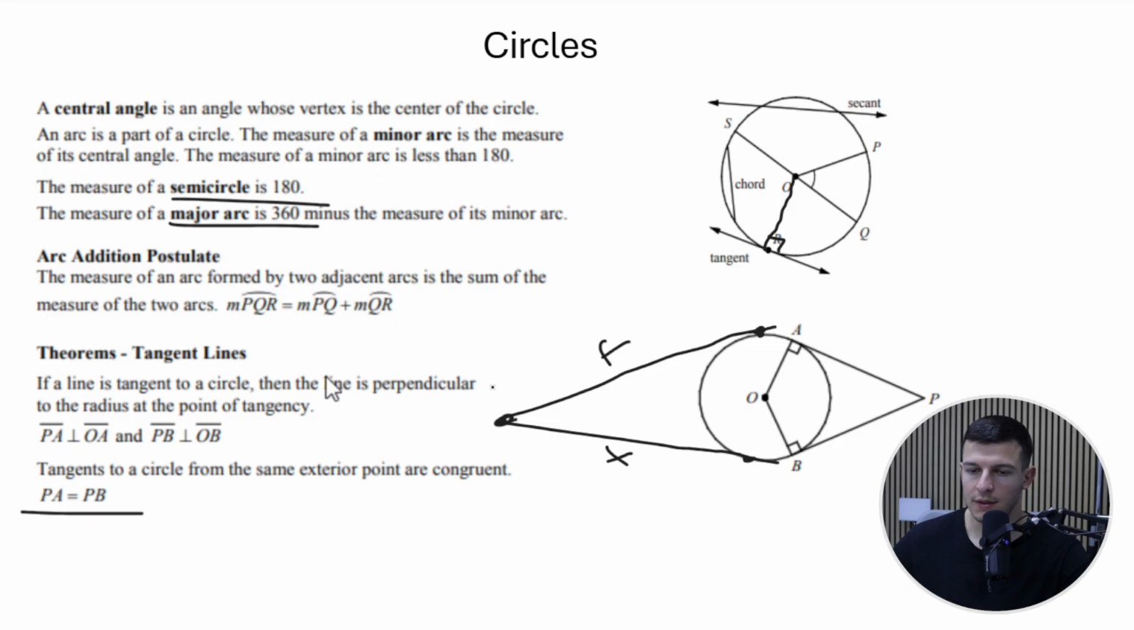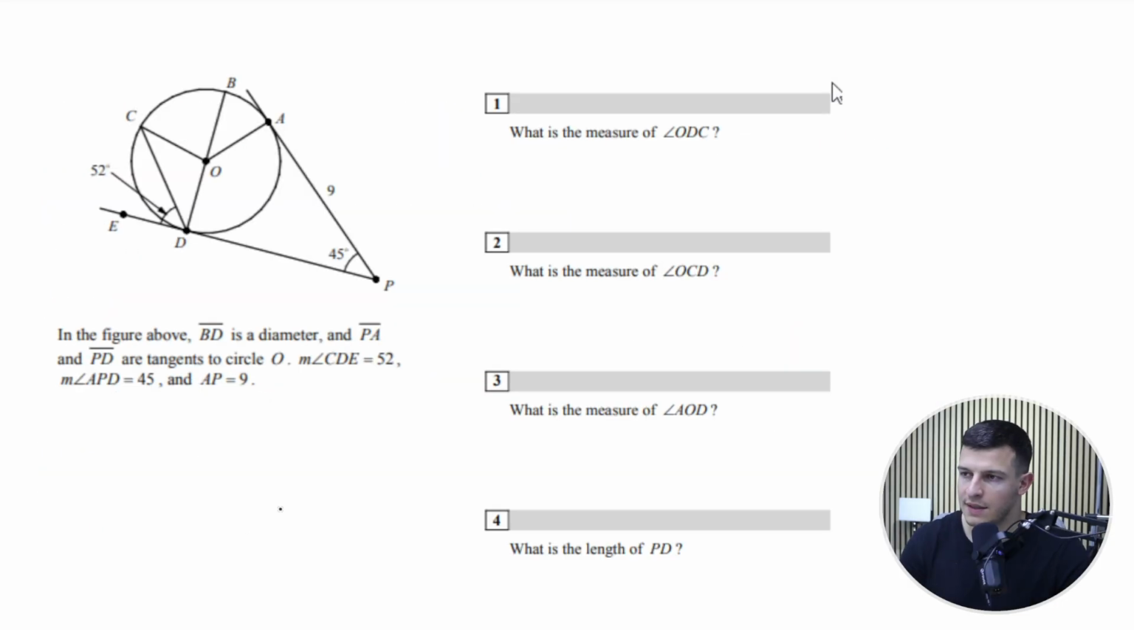Okay? So, let's solve some problems, shall we? In the figure above, BD is a diameter, and PA and PD are tangents to the circle. CD is 52, APD is 45, AP is 9. I know there's a lot of stuff going on here, but that's because we have 4 different questions. So let's start from the first one. What is the measure of ODC? Now, ODC is this angle right here.